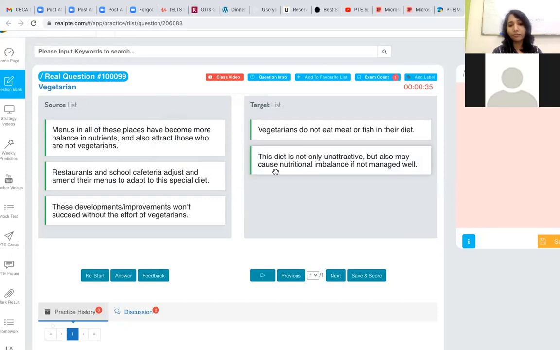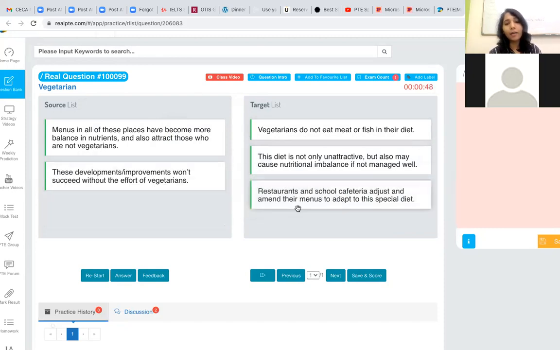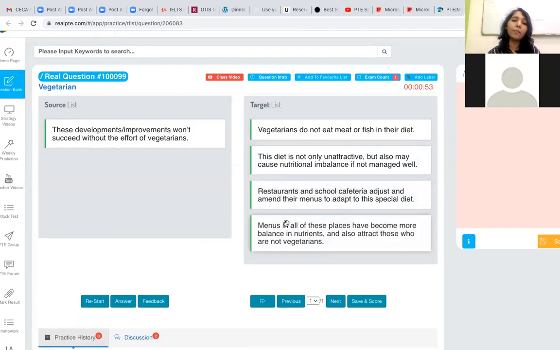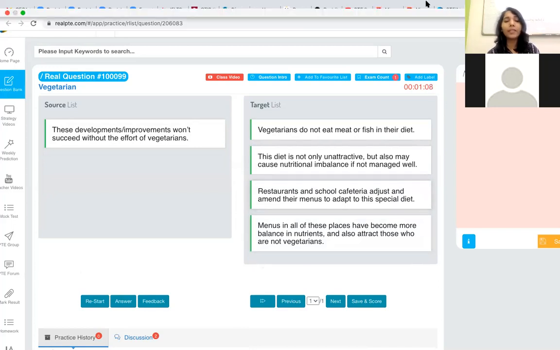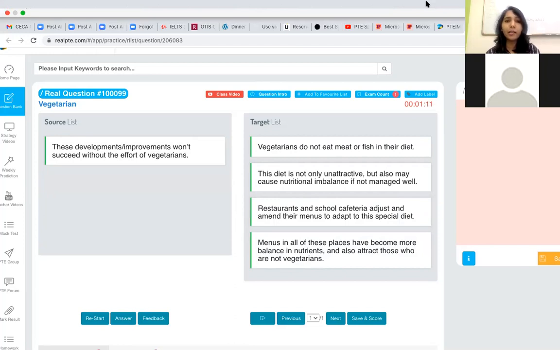So it's giving you specific information about the diet, that the diet is not only unattractive, but it is also causing nutritional imbalance. So it gives you a general statement, then a statement that gives you specific information about it, okay? Then they're talking about restaurants, school cafeterias, and special diet, and then it talks only about the menus here. So there's a general statement mentioning restaurants, school cafeteria, menus and special diet, and this statement is giving you specific information about the menus in all of these places. Okay, that's what I meant by general to specific progression.